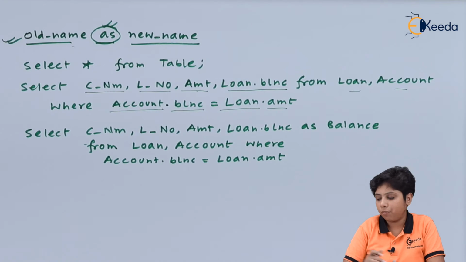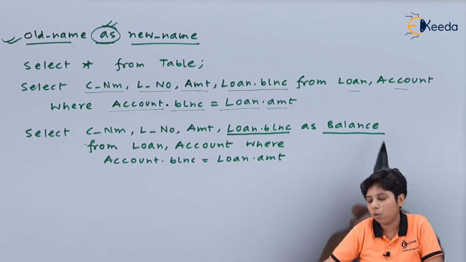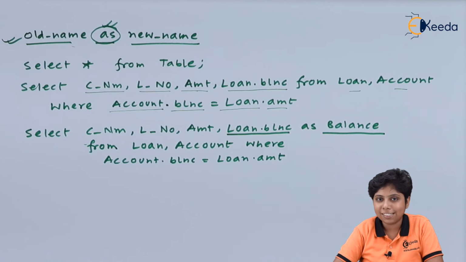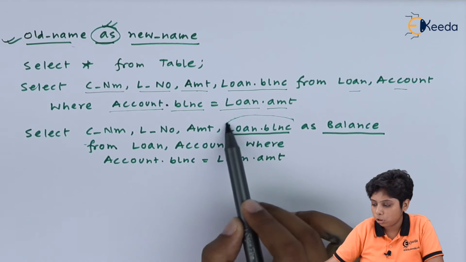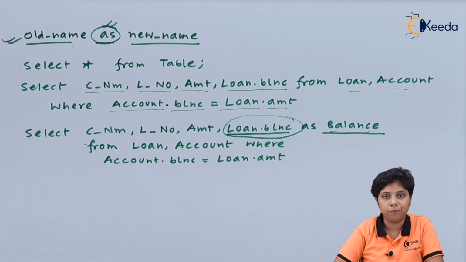Here we can see that we have given loan.balance a new name, the full word balance. So whenever the result is displayed, instead of loan.blnc, we will see the full word balance.